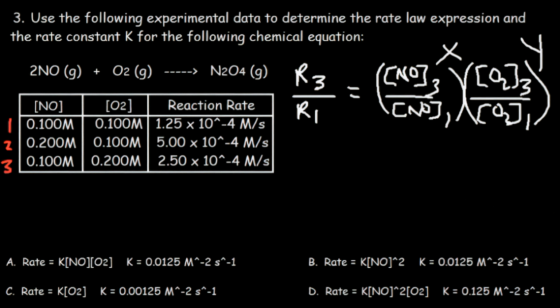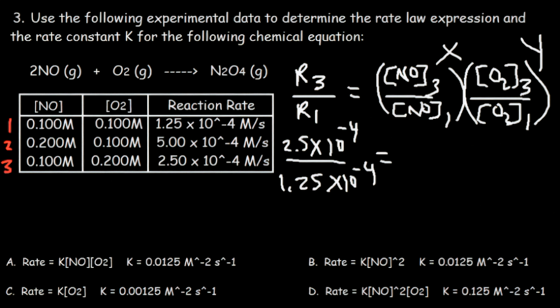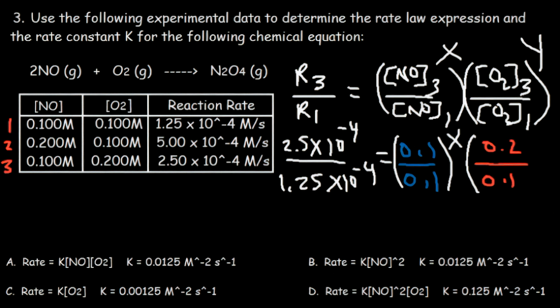So let's plug in the numbers that we have. So R3, the rate for trial 3, is 2.5 times 10 to the minus 4. And for R1, it's 1.25 times 10 to the minus 4. For NO, we know it's going to cancel, but I'm going to write it anyway. So it's going to be 0.1 over 0.1 raised to the x, which is going to be 1 to the x, which is just 1. And then for O2, it's going to be 0.2 divided by 0.1 raised to the y power.